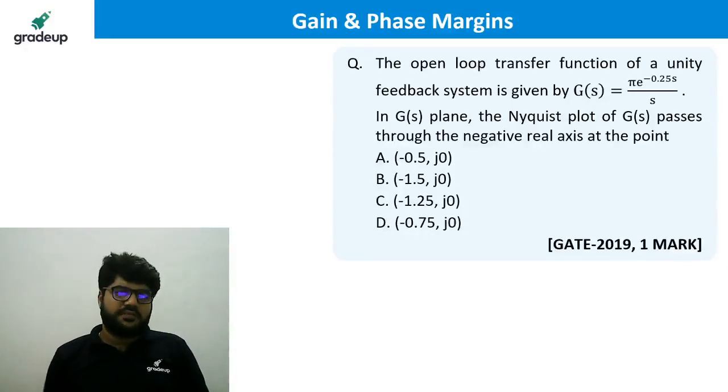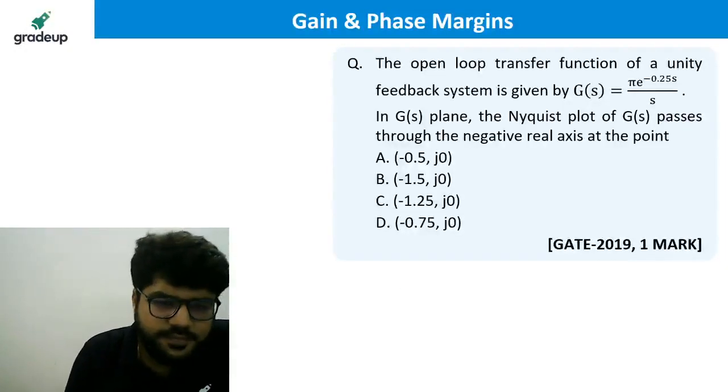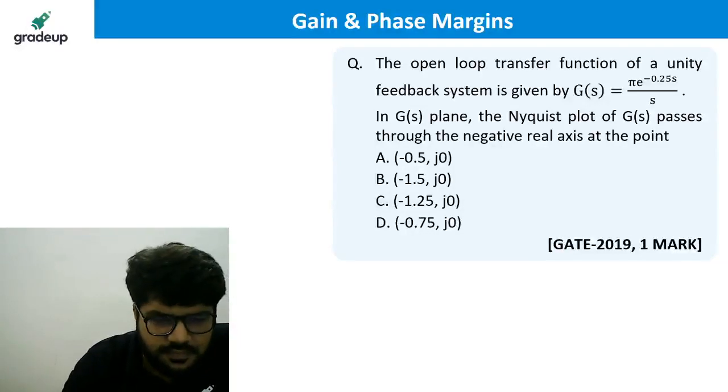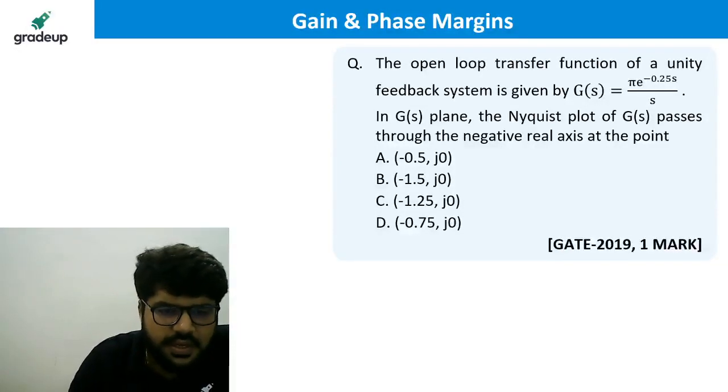The open loop transfer function of a unity feedback system is pi e power minus 2.5s upon s. The Nyquist plot of GS passes through the negative real axis at what point?